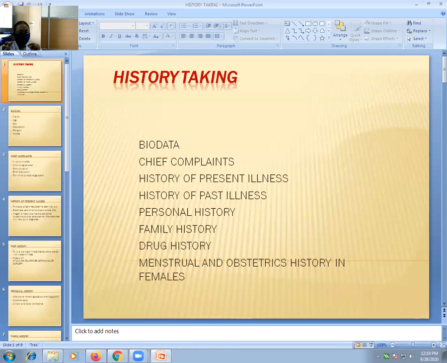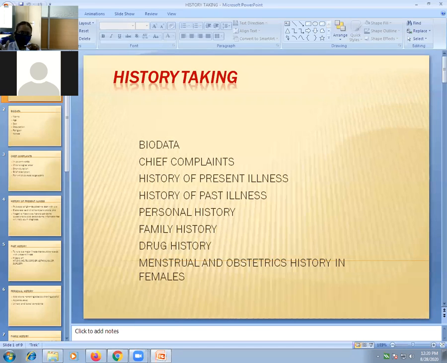The skill of history taking is very, very important, and that is our skill: how to take history and how to extract the information from the patient. So at least you should be able to make a provisional diagnosis after history taking and after examination. And then after investigation, it is the final diagnosis. In history taking, first is biodata, meaning the person's information. Then chief complaint, history of present illness, history of past illness, personal history, family history, treatment history, menstrual and obstetric history if the patient is female.